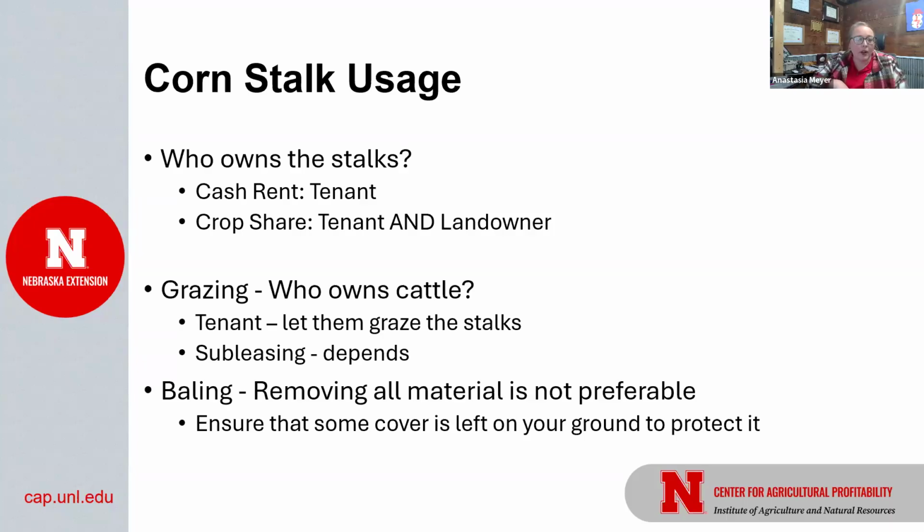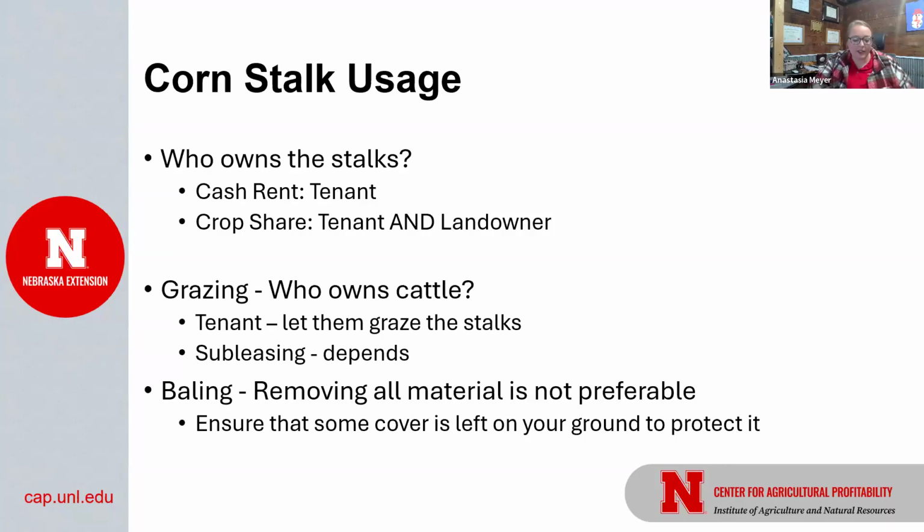And then baling, where they go in, bale the corn stalks and remove all the material. That's not what you want. You never want your ground to be completely bare, because it really opens the land up to the risk of erosion. So make sure your lease has a clause that states that no more than, I would say, probably 60% of the corn stalks are baled. And recently this year, I have started to say throughout the entire field.